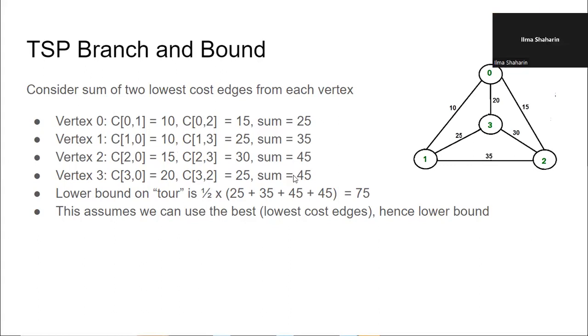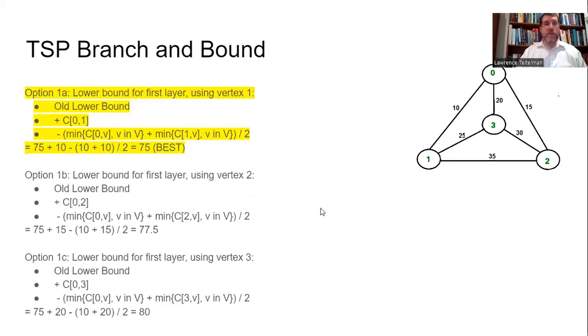So what does that tell us? It's saying that at this point, I know that my tour, meaning going through all the vertices and coming back home, will be at least 75. It does not mean I can do it in 75. It means it's going to cost at least 75, not less. It cannot be less than 75. All right, so let's see what we do with that.